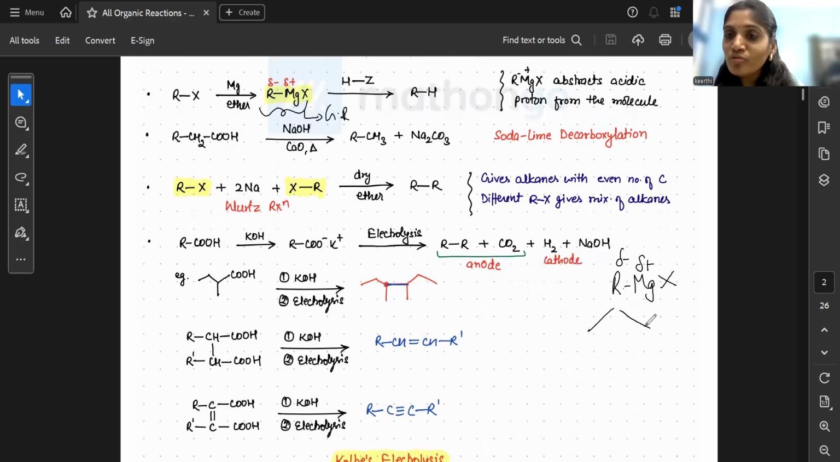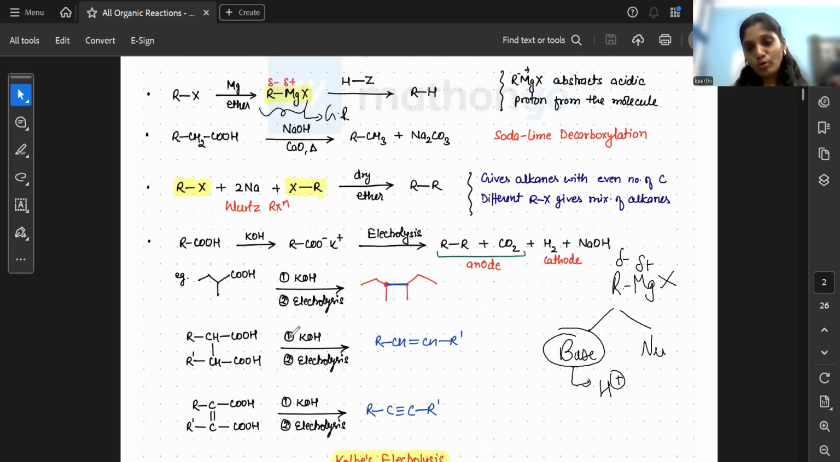Now, these alkyl groups can act as both base and nucleophile. When the alkyl group is acting as a base, what is the role of a base? Base will abstract a proton. Clear? So in this reaction, your Grignard reagent is acting as a base, and it will abstract a proton. Now Z can be anything.